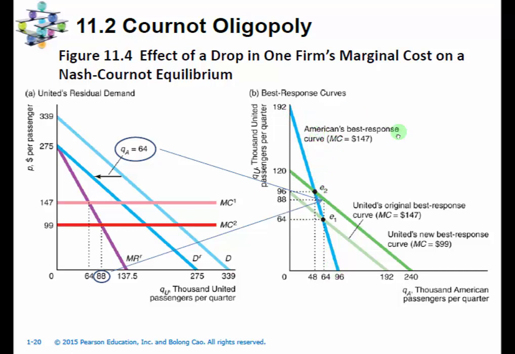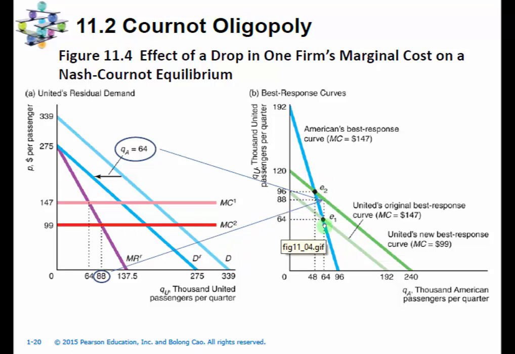The reason that American Airlines' best response curve does not move is because its cost is still at 147, and given that 147 marginal cost, the best response profit-maximizing decision is as before for American Airlines. What we are looking at is that in the Cournot duopoly, if one firm has a lower marginal cost, from MC1 to MC2 for United here, the total market output is now higher.